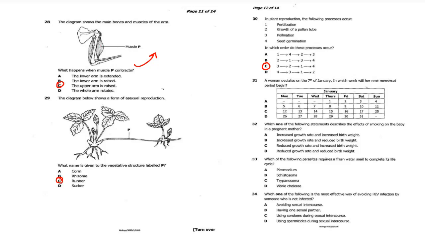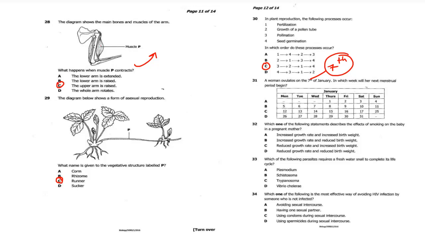Question 31. A woman ovulates on the 7th of January. In which week will her next menstrual period begin? What do you think is the answer here? Remember, if she ovulates on the 7th, that is her day 14. So count 14 days from that. When is the menstrual period going to occur?